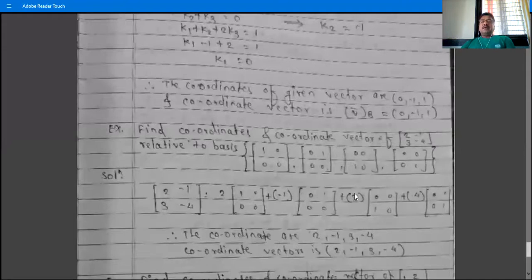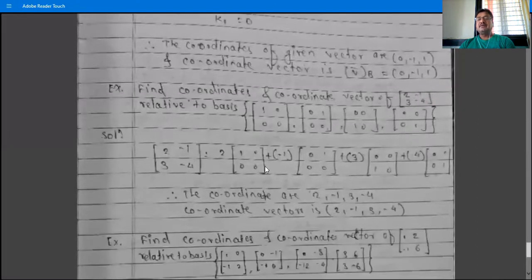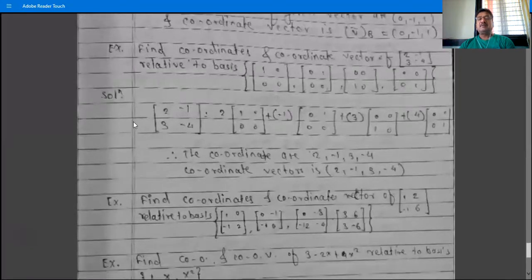In order to find the coordinates and coordinate vector, we have to express the element as a linear combination of the elements of the basis. So find the coordinates and coordinate vector of this vector relative to this basis. Now we have to express this element as a linear combination of these, and this is the standard basis. So very easily we can express this as a linear combination: 2 into (1, 0, 0, 0), -1 into (0, 1, 0, 0), 3 into (0, 0, 1, 0), and -4 into (0, 0, 0, 1).